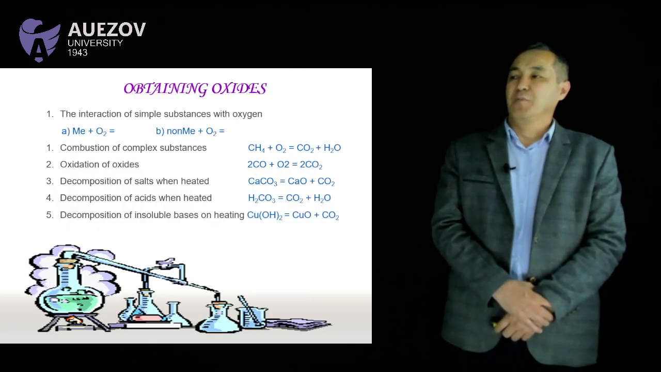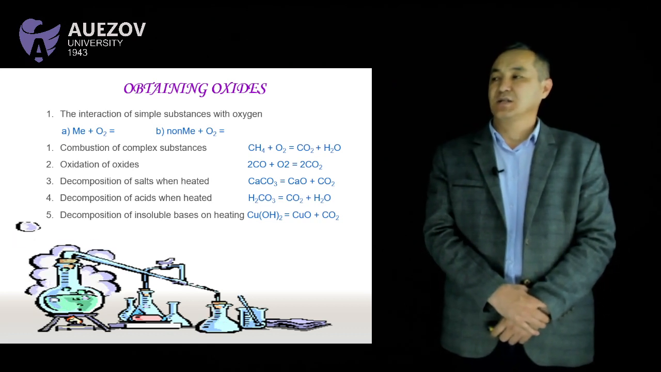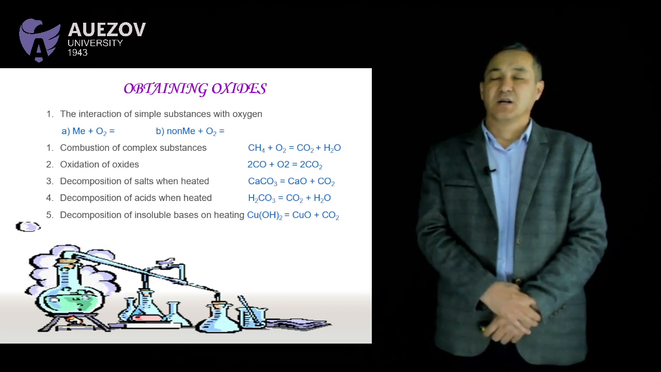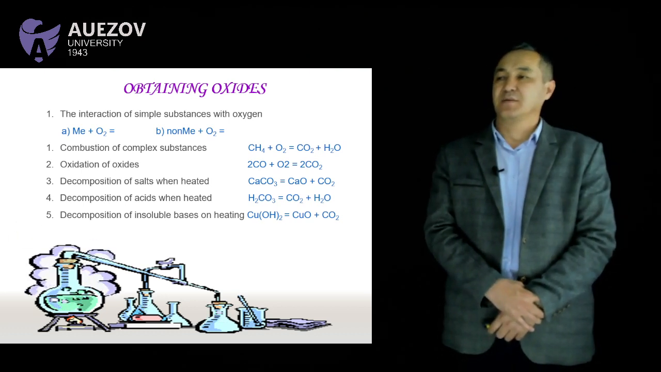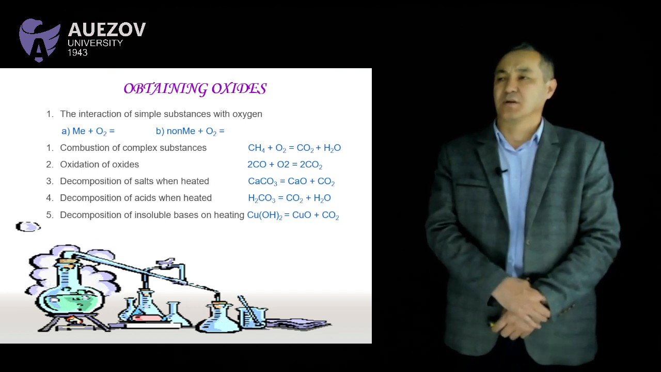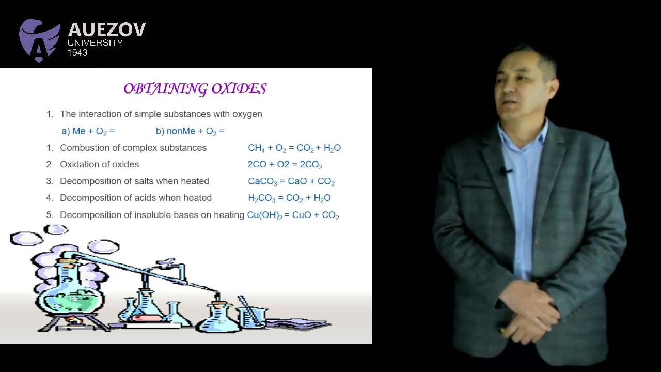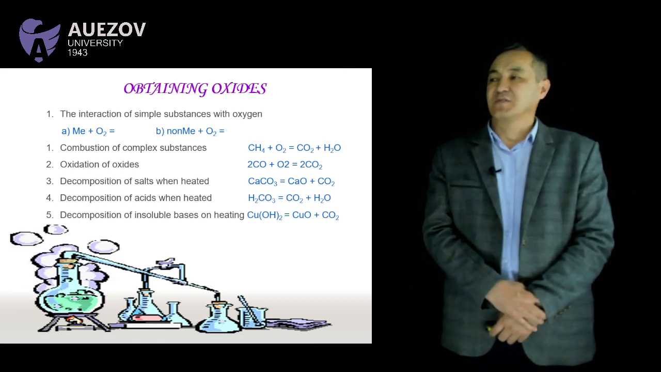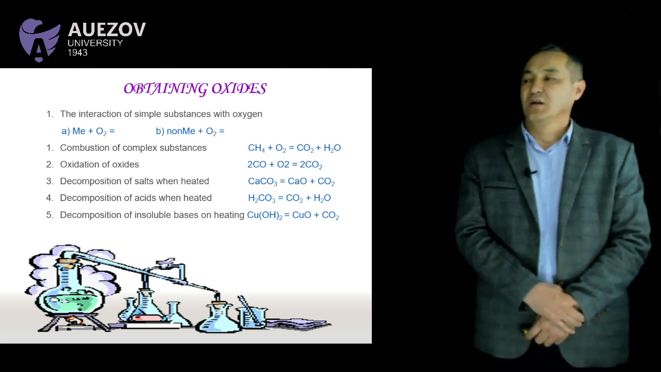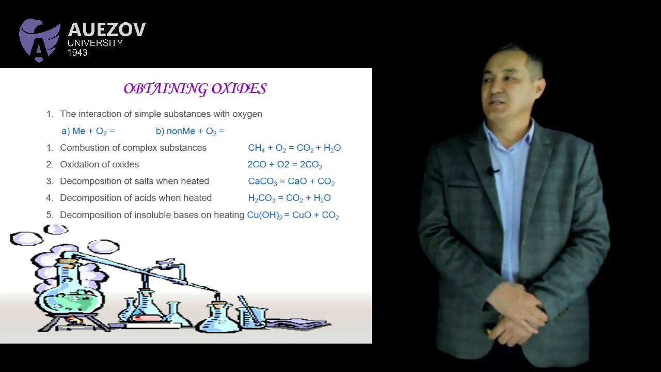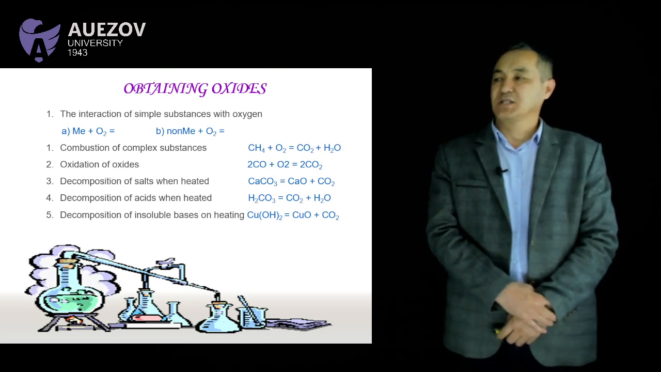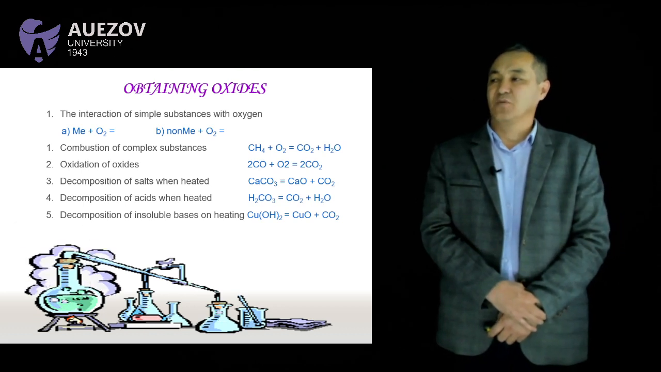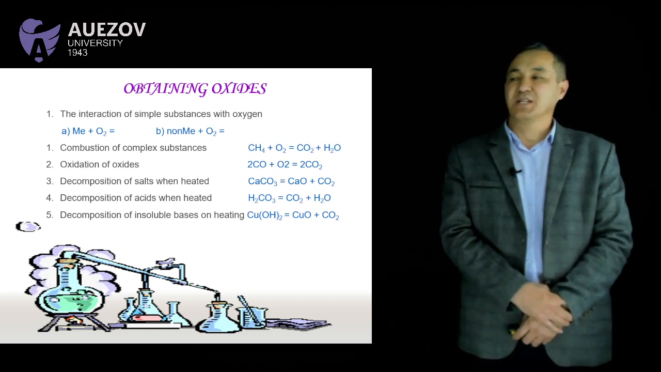About obtaining oxides, we can obtain oxides by several reactions. For example, first, the interaction of a simple substance with oxygen. Second, combustion of a complex substance. Third, decomposition of salts when heated, decomposition of acids when heated, and decomposition of insoluble bases on heating.